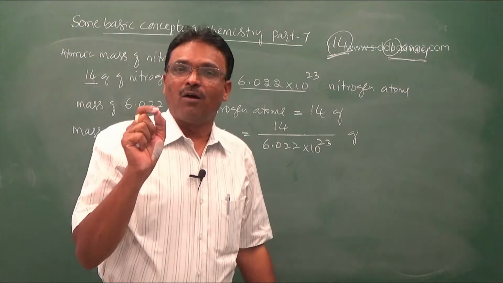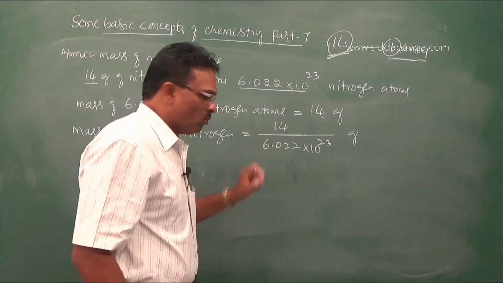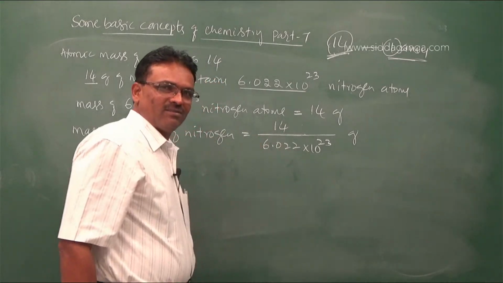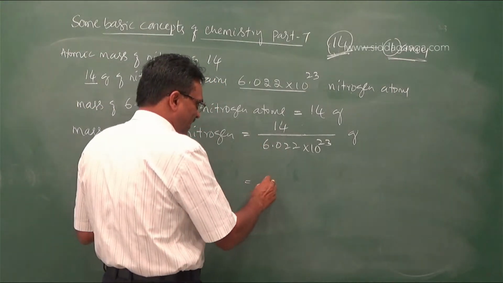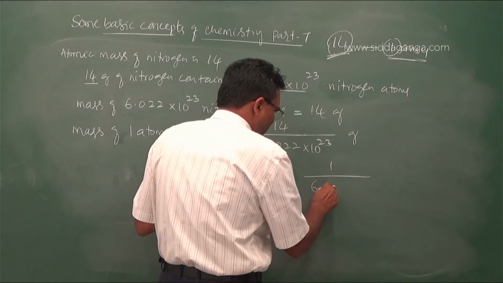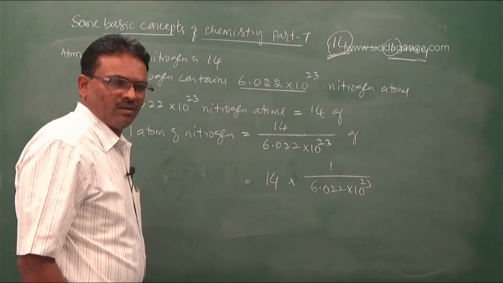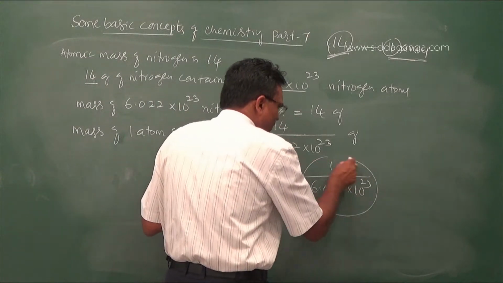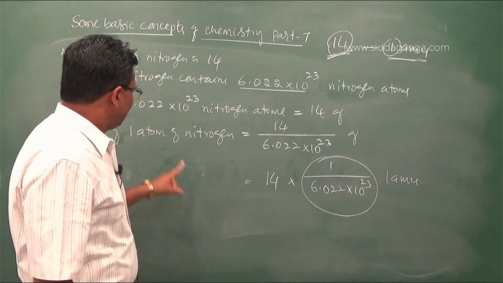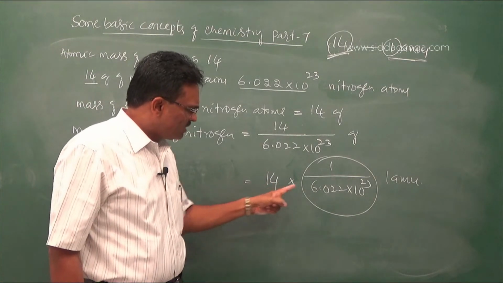It means that the average mass of one atom of nitrogen, this value, is 14 times greater than this value. So this can also be written as 14 into 1 divided by 6.022 into 10 to the power of 23. So this is called 1 AMU. Hence, the average mass of one atom of nitrogen is 14 times heavier than this.